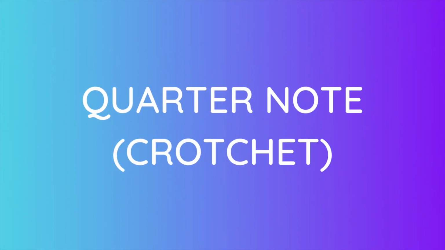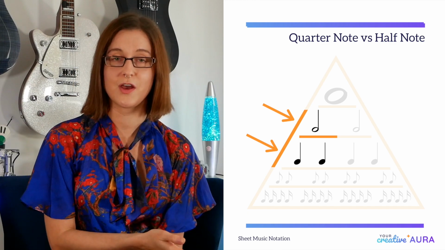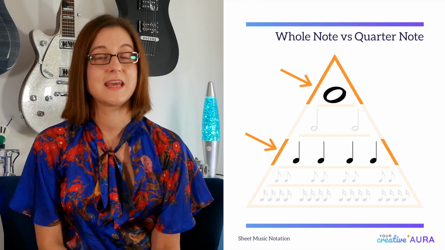So let's move on to the quarter note. And the same rule applies for quarter notes. So 2 quarter notes equals a half note, and 4 quarter notes equal a whole note. So let's see what it does in the /4 time signature.